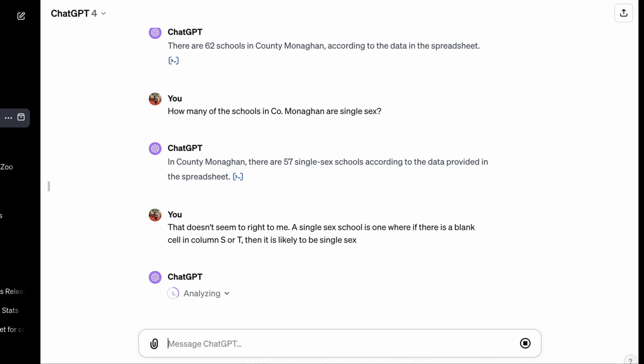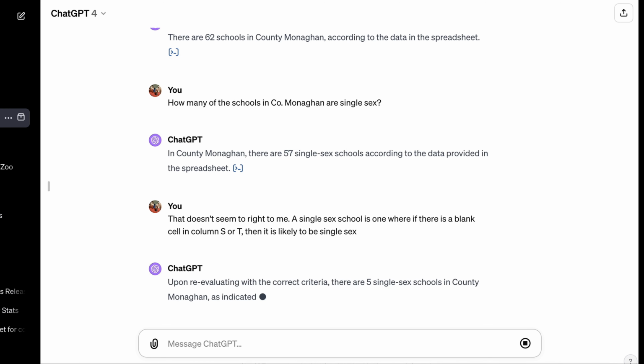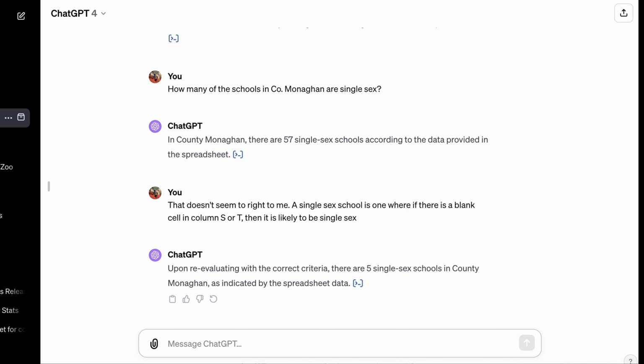Now after we've explained it a little further. So this is part of working with AI, is they do need a little bit more information sometimes. And actually you'll find out, and this might surprise you because I know this to be correct, that there are actually only 5 single-sex schools in the whole of County Monaghan. Some of you might be surprised at that, but given that that's 5 out of 62, it isn't really that surprising either. It's still quite high. It's still, what's that, 1 in 6 schools, so about 17%. So it is quite high, even though the number looks low.